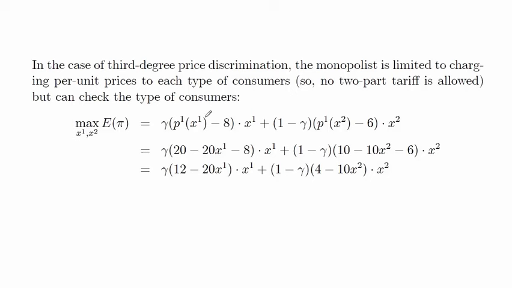We plug in the inverse demand functions here. So this is 20 minus 20 x1 minus 8, and so on for type 2 consumer. Then we simplify and we get this objective function for the monopolist. Well, the following drill is very familiar to you, or at least must be. Okay, so let's go to the optimization.